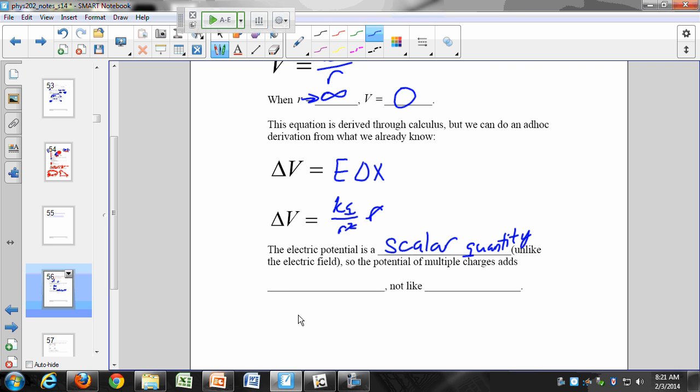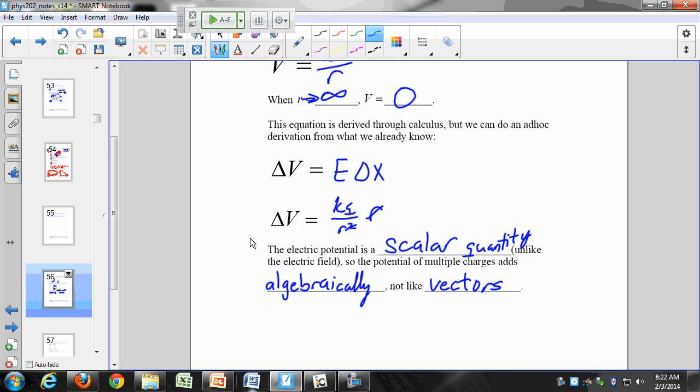So the potential of multiple charges adds algebraically. That is, you just add them up like numbers, not like vectors. It makes your life a whole lot easier. If you want to know the potential, you can find the electric field based on the potential, but it just adds up algebraically.